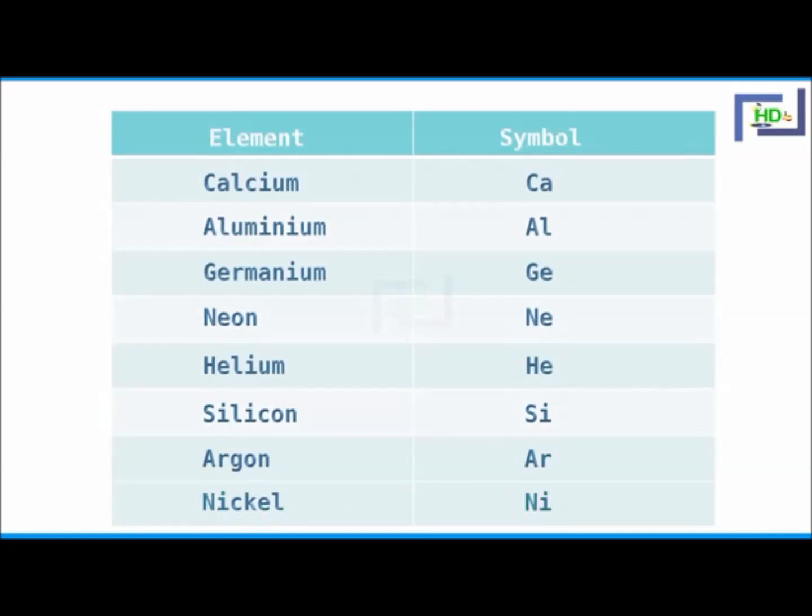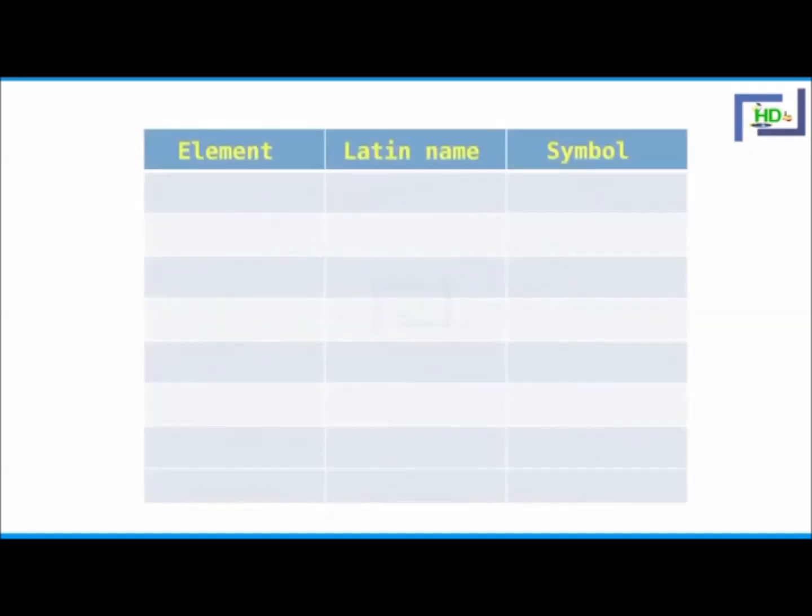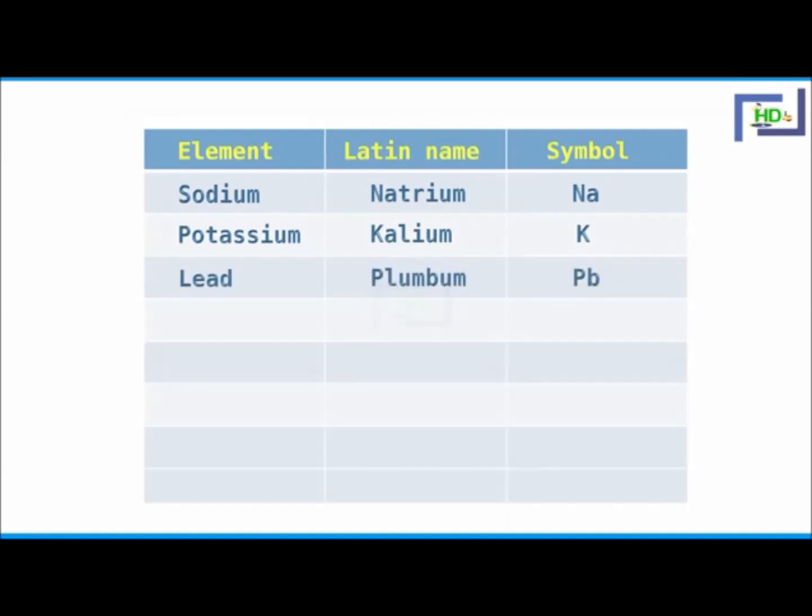And for some elements, the symbols are taken based on sound. Magnesium, Mg, manganese, Mn. For some elements, the symbols are taken from Latin names. For sodium, the Latin name is natrium. The symbol is Na. Potassium, the Latin name is kalium and the symbol is K. Lead, plumbum, Pb. Iron, the Latin name is ferrum and the symbol is Fe.